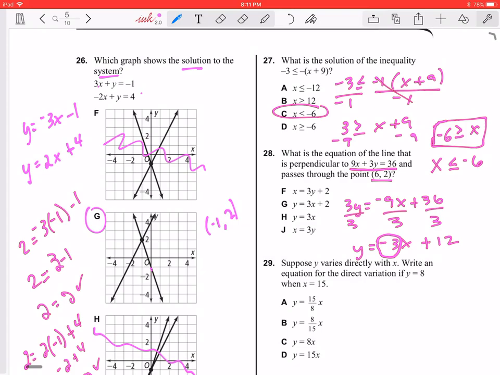Our slope needs to be perpendicular to negative 3. Perpendicular to negative 3 means it's the opposite reciprocal. So if it's negative 3, it needs to be positive 1/3. So that's the perpendicular slope. Okay? So now let's go ahead and erase this so I have room.